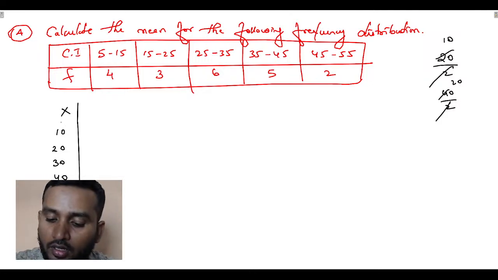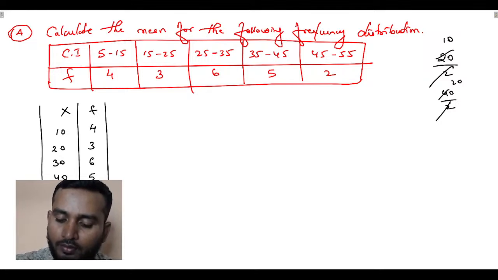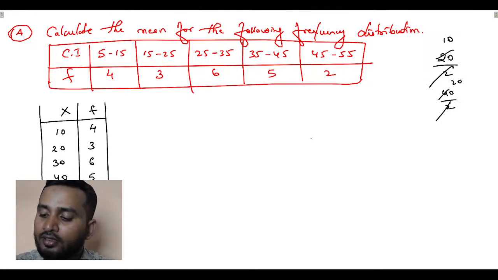Got it? Now, after that the frequency values. The frequencies are 4, 3, 6, 5, 2. Please write in order. Got it? First you fill this form. After writing this, let me write here itself.